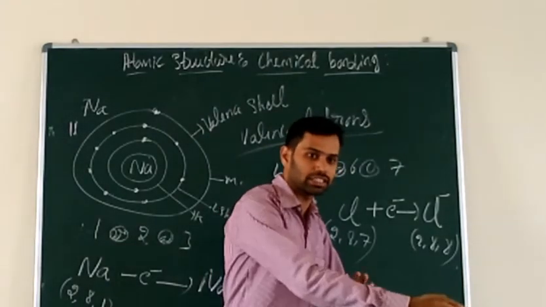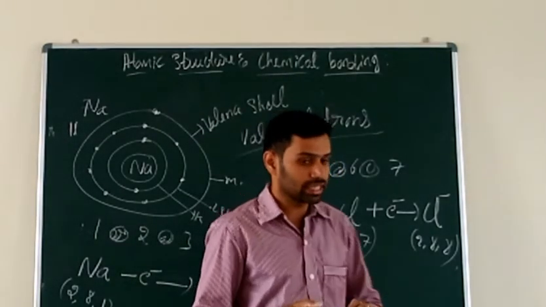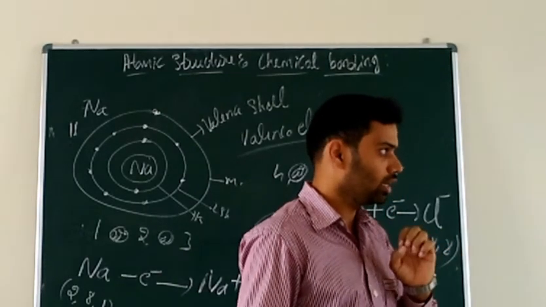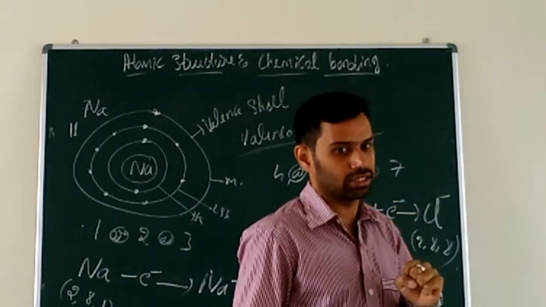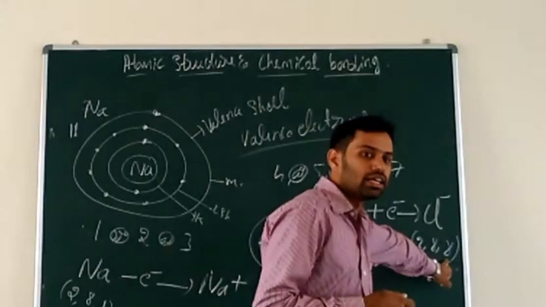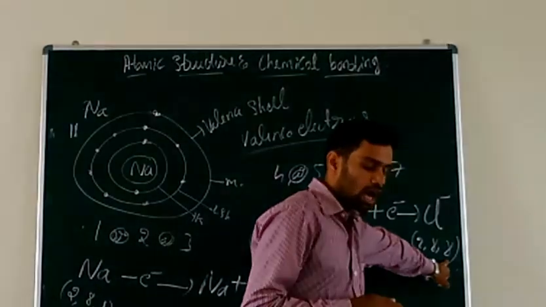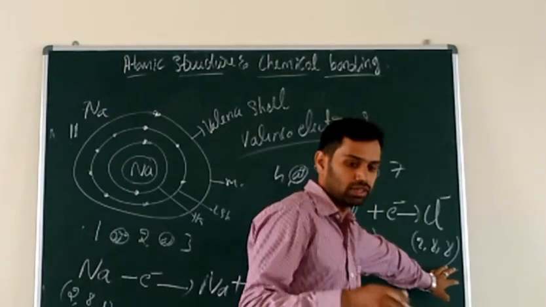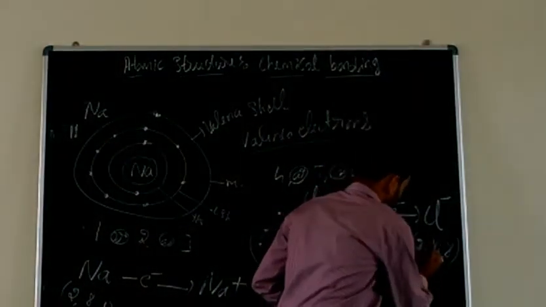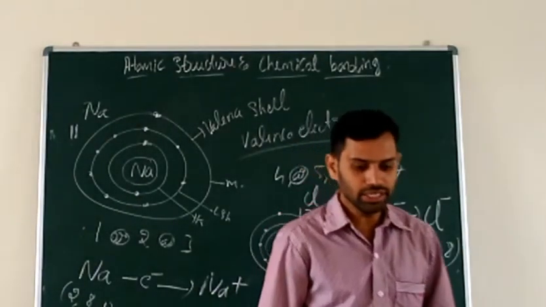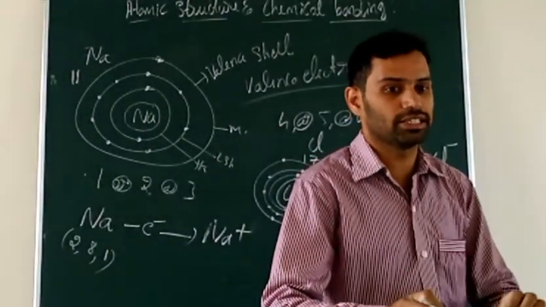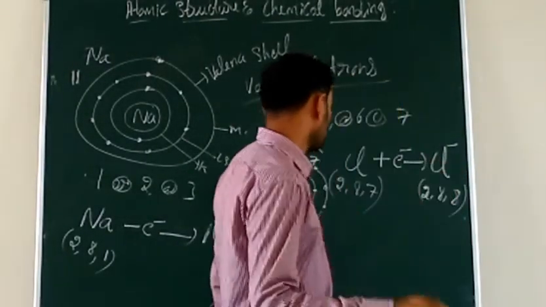So to attain the stable state, by accepting 1 electron, it gains the negative charge, and it also attains the stable state because its outermost shell is completely filled. Completely filled means the octet rule. I will tell what the octet rule is. Keep it in mind. So it will attain the stable state. So the non-metals are good oxidizing agents.